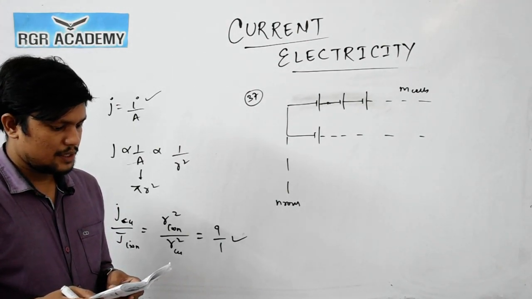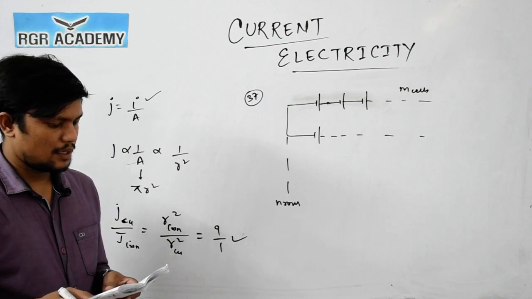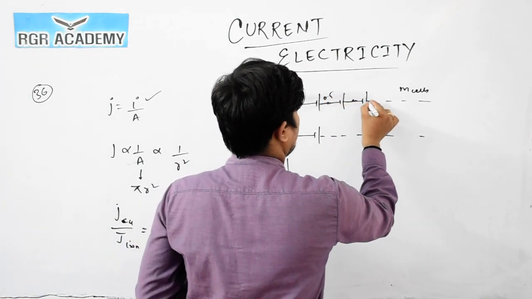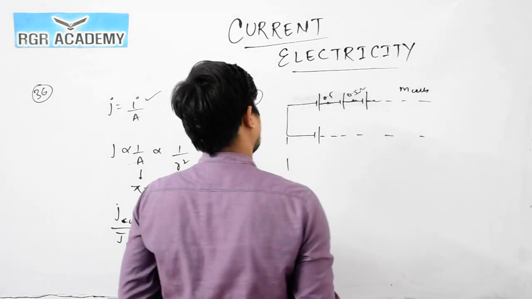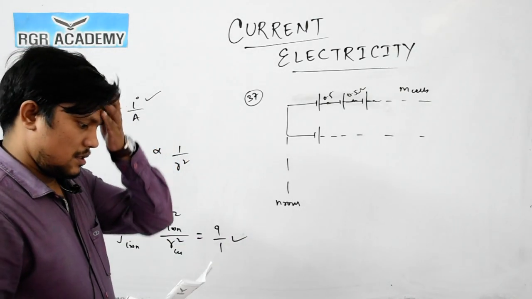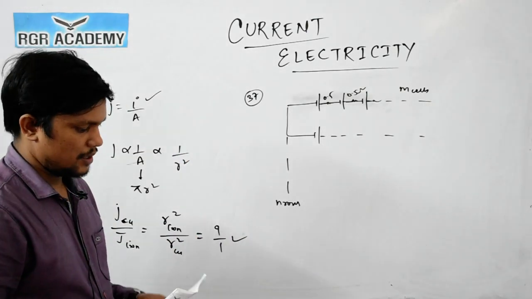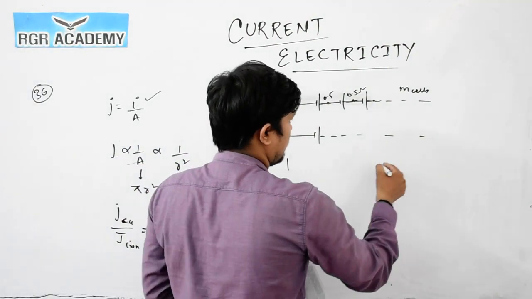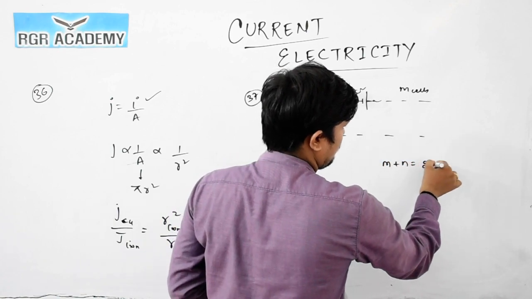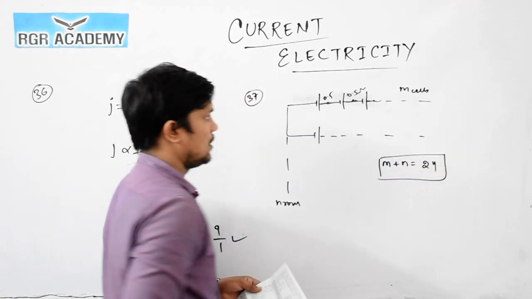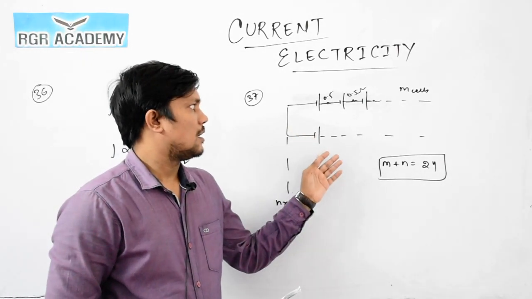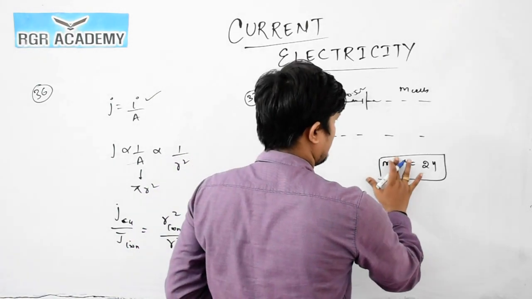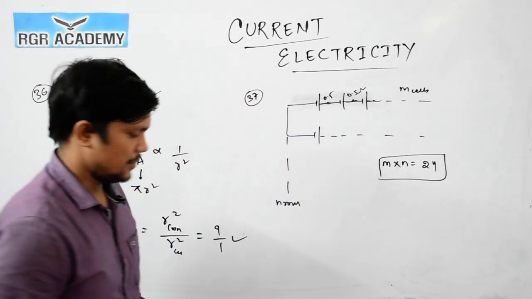If the total number of cells used is 24 and the internal resistance of each cell is 0.5 ohm, for each cell internal resistance is 0.5 ohm. Then they are asking the value of m and n. So first of all, if the total number of cells used is 24, one thing is clear, the total number of cells used is 24. In one row how many cells are there? M. And how many rows are there? N. So we can say that m into n should be equal to 24.